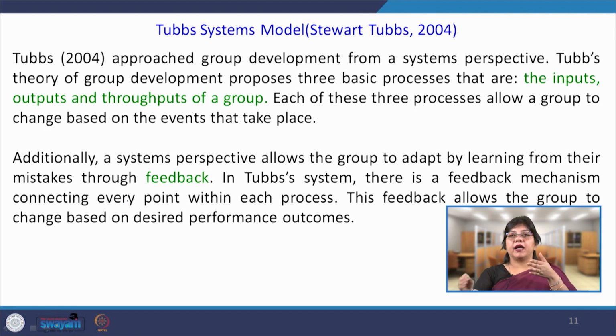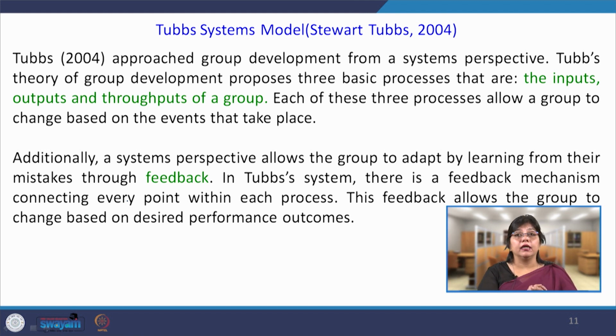Now, as the term implies, input is the effort we put into achieving the task, the output is the consequence of the concerted efforts of all the members, and throughput of a group is all the tools, all the knowledge, all the power, skills, abilities that every person has, and when this talent is pooled, it grows through a process, that is the throughput of a group, that is how the knowledge, skills, abilities and power are used in the system to meet the desired goal. So, these are the three most important elements of the Tubbs system model, that is the input, the output and the throughputs of a group.